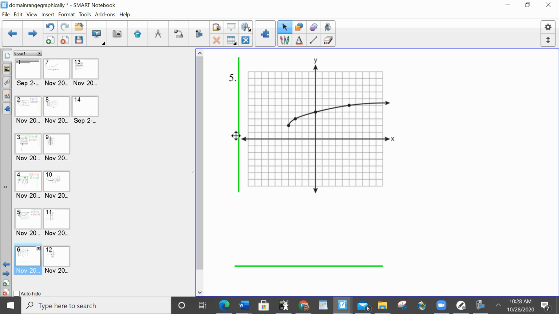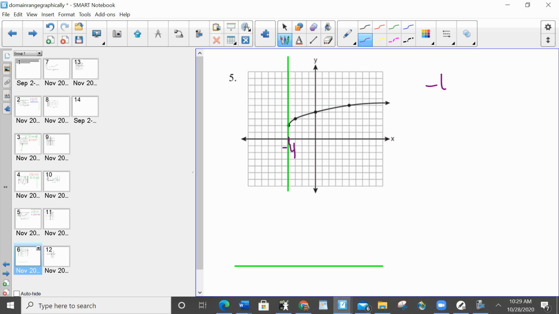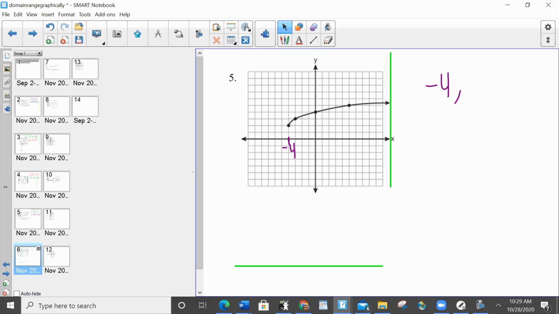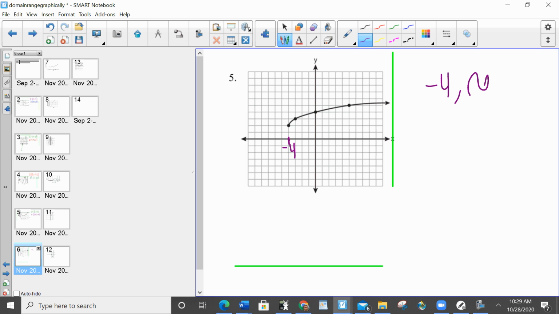Okay, for domain, I'm holding my pen vertically. I'm going from left to right. I don't have graph, I don't have graph, I don't have graph. Boom, it starts right there. That x value, again, you're looking at the x value, is -4. I have graph, graph, graph. There's an arrow pointing, so it's going on forever. So that's to positive infinity. Infinity always gets a parenthesis. The -4 we get a bracket. That's your domain.